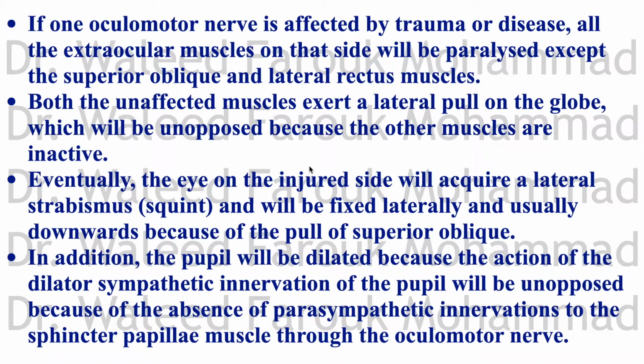But also do not forget that the oculomotor carries parasympathetic supply to the constrictor pupillae and the ciliary muscles. So these reflexes, the light reflex and the accommodation reflex, will be lost. This results in a dilated, fixed pupil, not reacting to light because of the unopposed action of the dilator pupillae muscle, which is supplied by sympathetic supply.